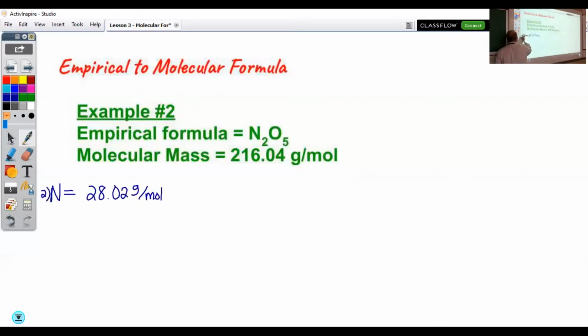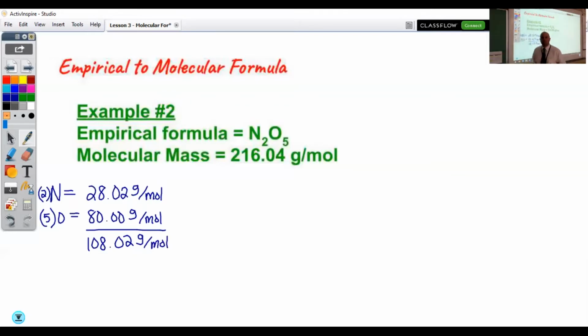So nitrogen times 2. And we have 5 oxygens. Each oxygen is 16.00 grams per mole. 5 of them will be 80.00 grams per mole. And our mass here will add up to give us 108.02 grams per mole. At this point, we're going to do exactly what we did in our first example.